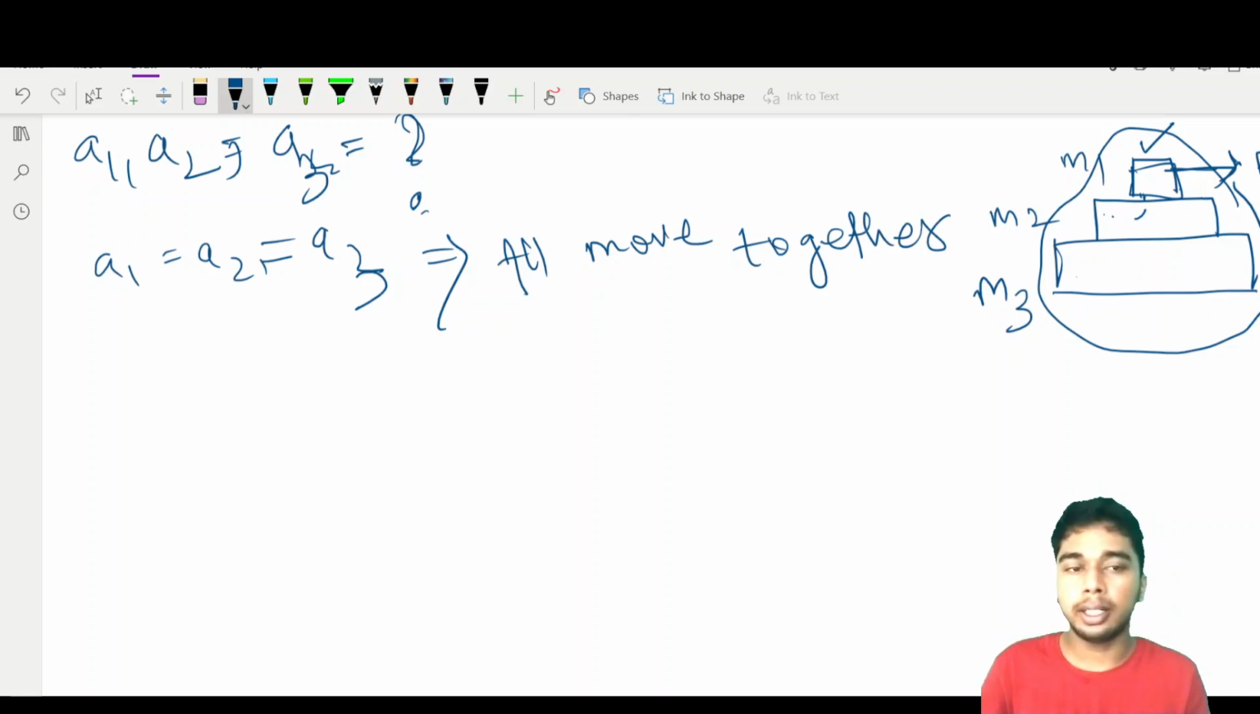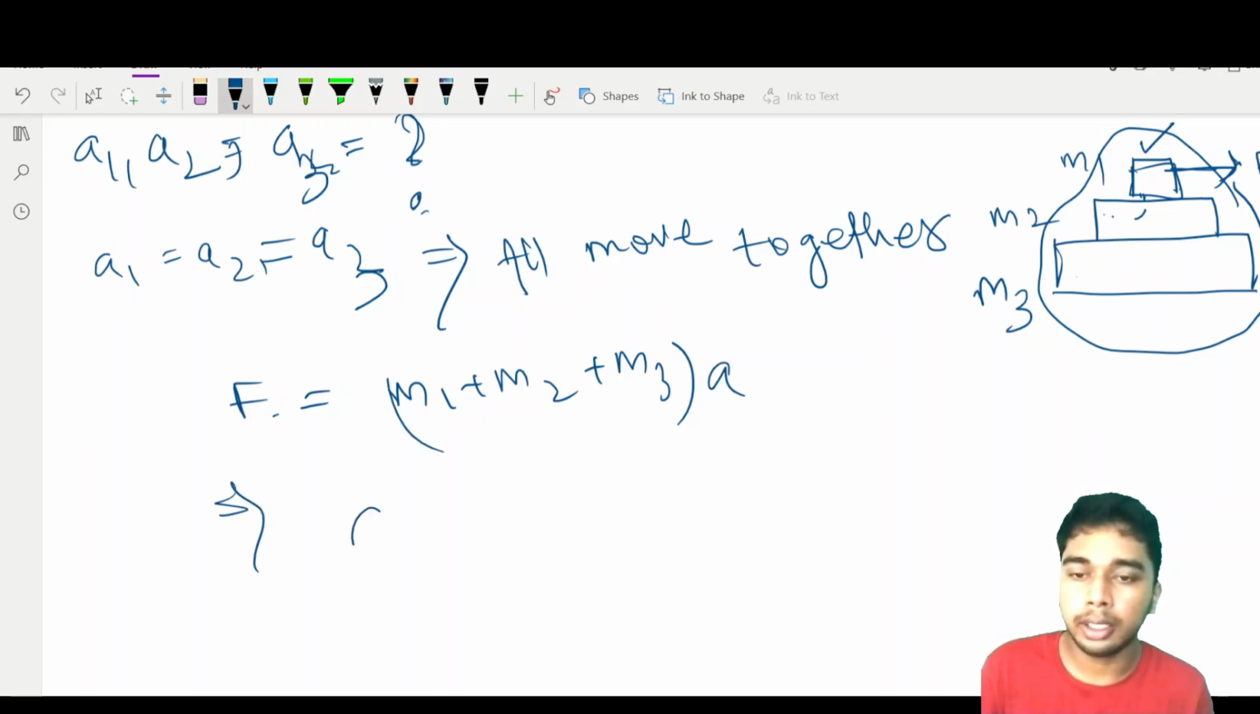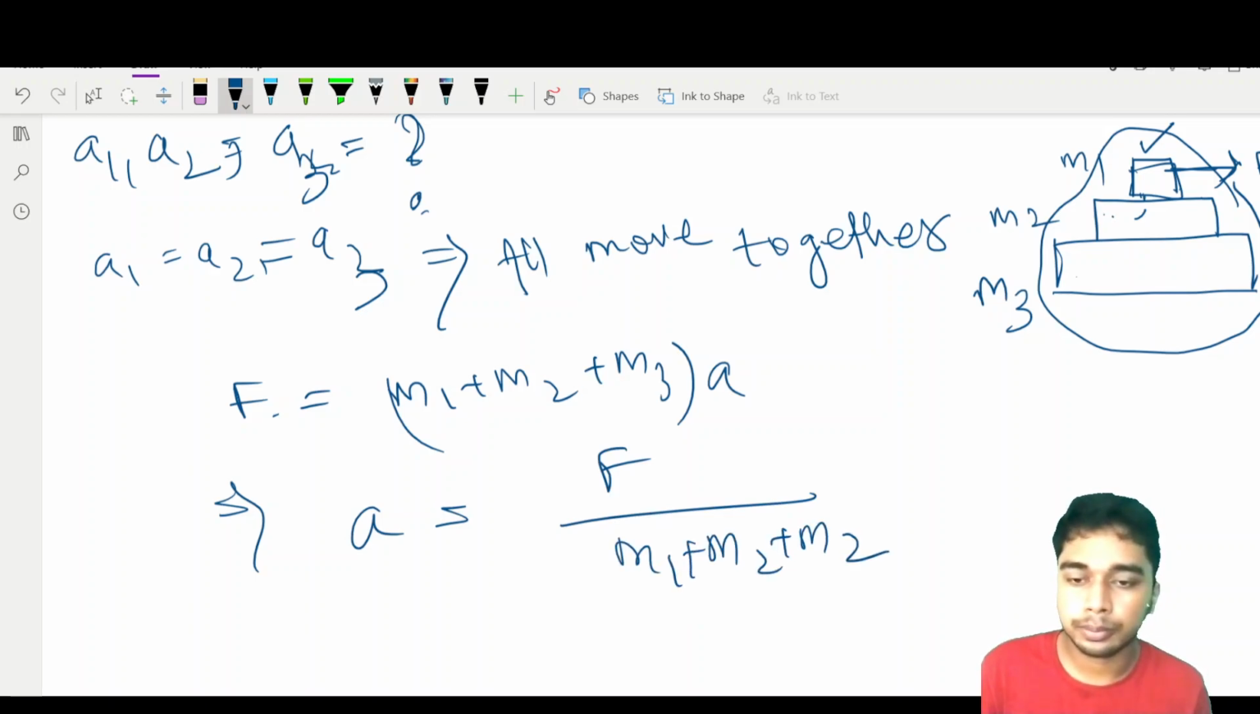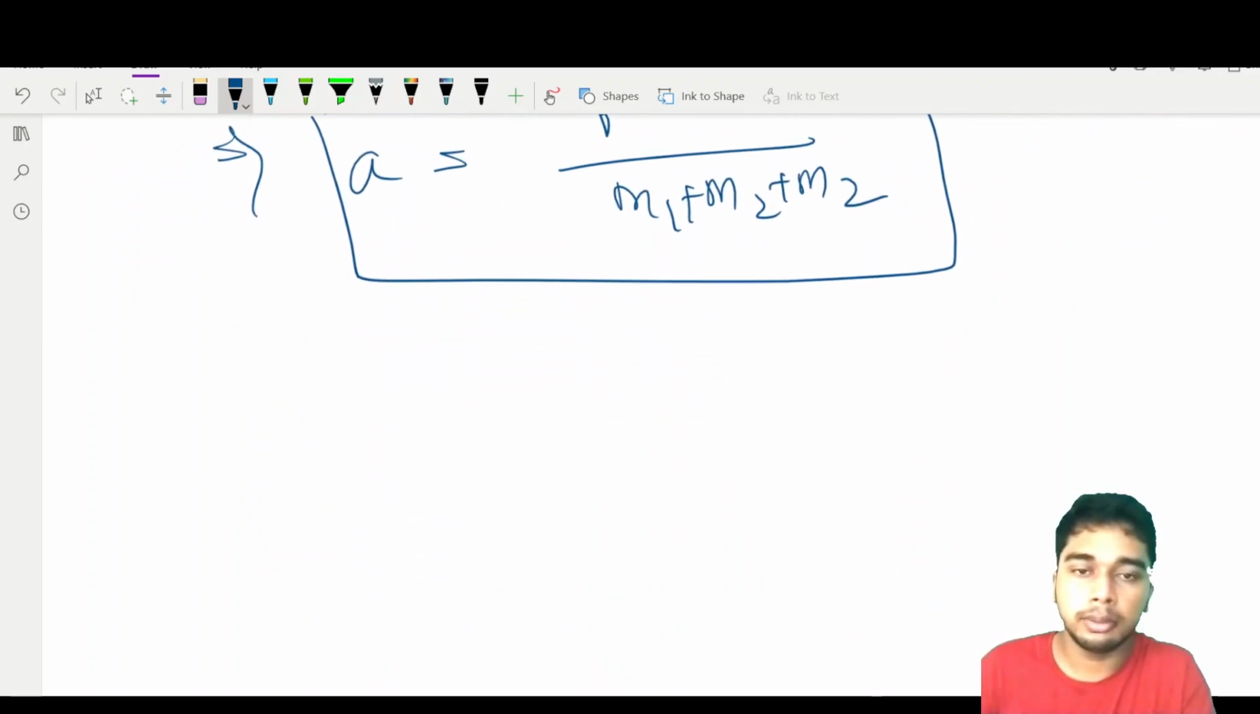So I will calculate: this is the external force F is equal to m1 plus m2 plus m3 times a, from the equation of motion. So I will simply write A is equal to capital F over small m1 plus m2 plus m3. So from here I found the acceleration.